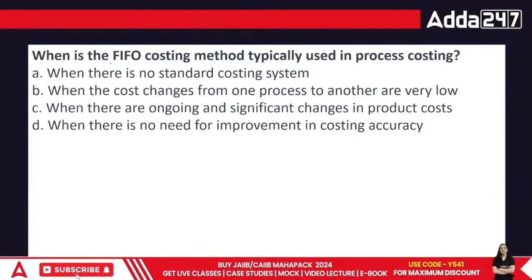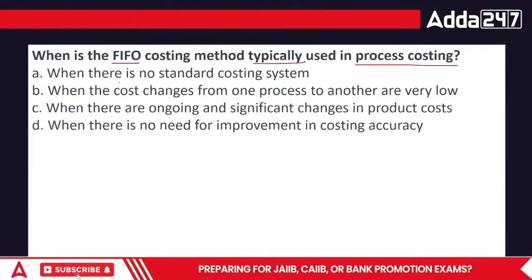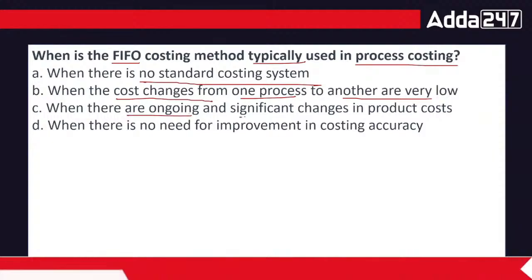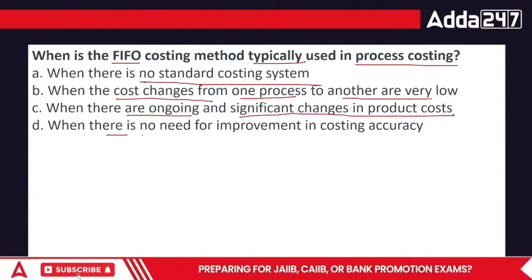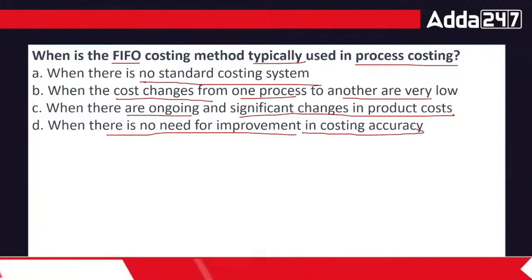When is the FIFO costing method typically used in process costing? When there is no standard costing system, when the cost changes from one process to another are very low, when there are ongoing and significant changes in product cost, and when there is no need for improvement in costing accuracy. What's going to be the answer? FIFO is first in, first out.